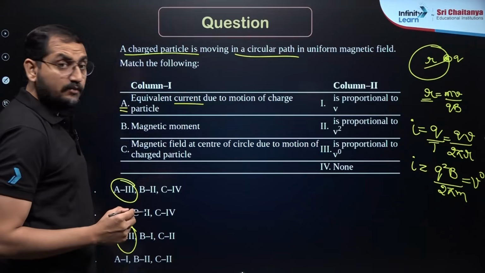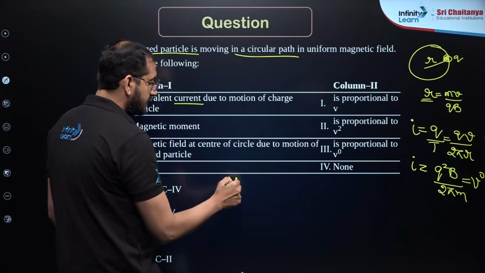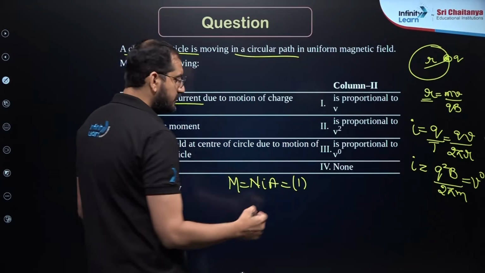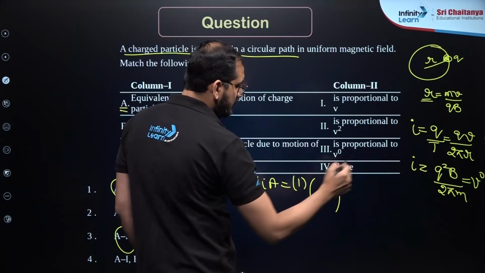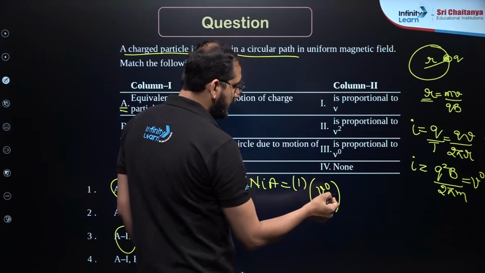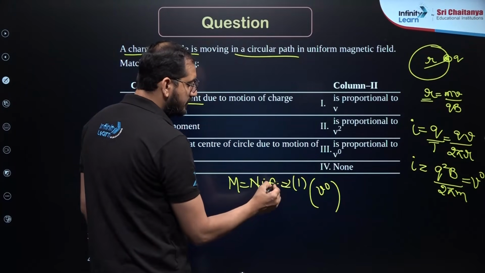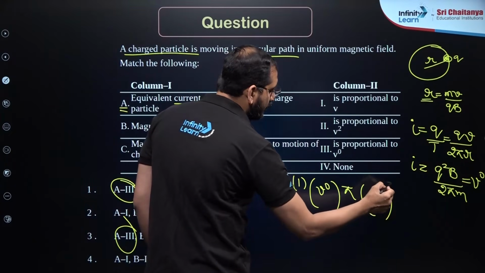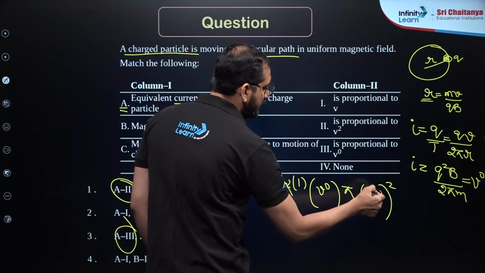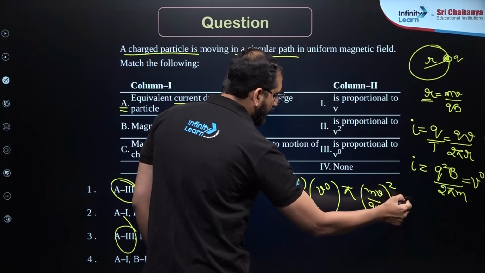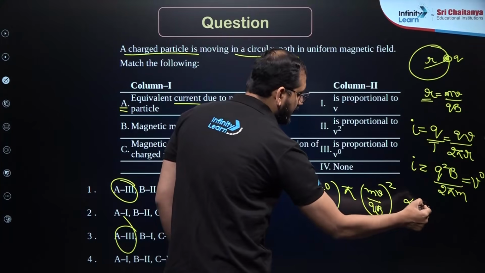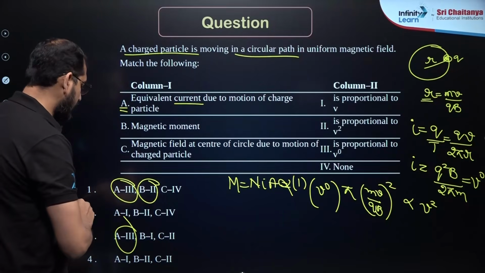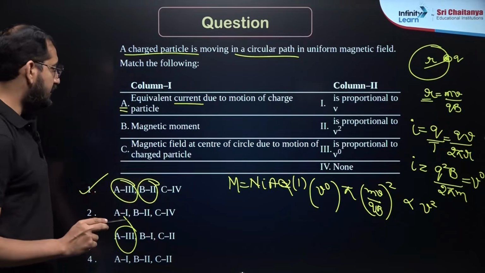Let's try to find the magnetic moment. Magnetic moment is basically equal to NIA, where N is number of turns. I'm only considering one turn. How much is the current expression? In the current expression, v is independent, so instead of equality, let's write down a proportional sign over here. What about the area? Area is pi r square, where r can be written as mv by qB. So from here, I'm getting the proportionality of v square. So B should match with 2, right? So straight away I can say my option 1 is the correct answer.